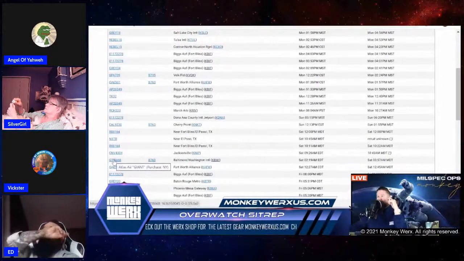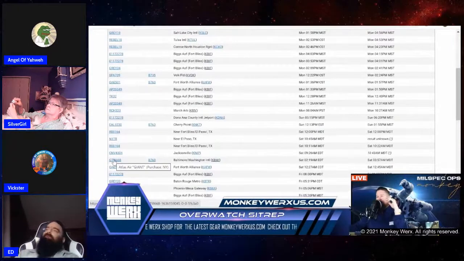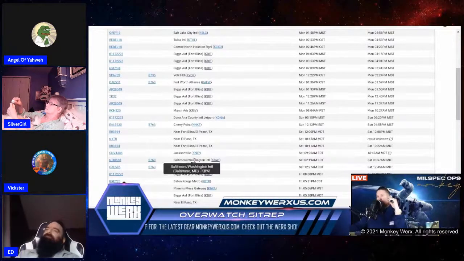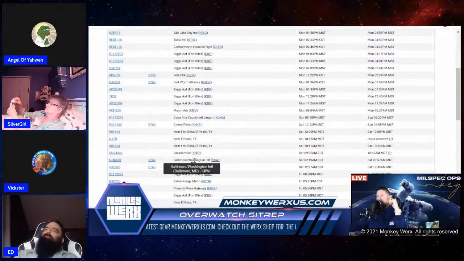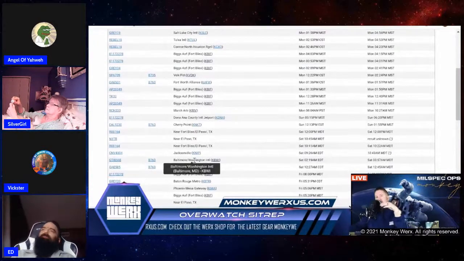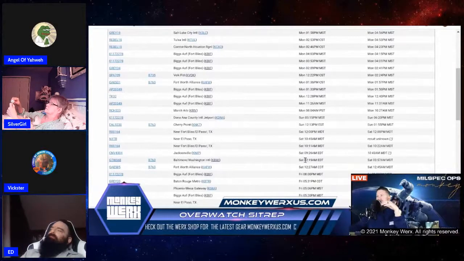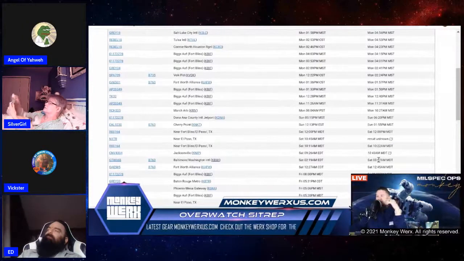Baltimore, that's a big one right there. So that's an Atlas Air 767-300 coming out of Baltimore, Washington. So that was on Saturday. Note the flight time. Now, remember, we're talking about how they're moving people in the middle of the night. That flight departed Baltimore, Washington at 2:19 in the morning and arrived at Biggs at just before 4 a.m., 3:57 a.m.